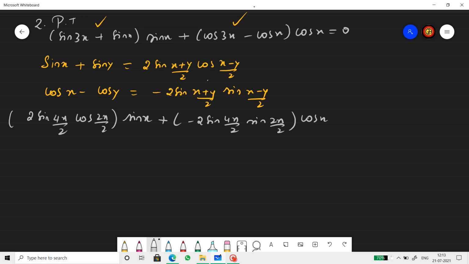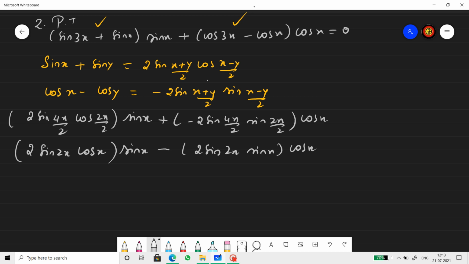Now let's simplify this. So 2 sin 2x into cos x into sin x, and there's a minus, so plus into minus is minus, right? So 2 sin 2x into sin x into cos x. Now just see what are the terms that we can take out common from this.